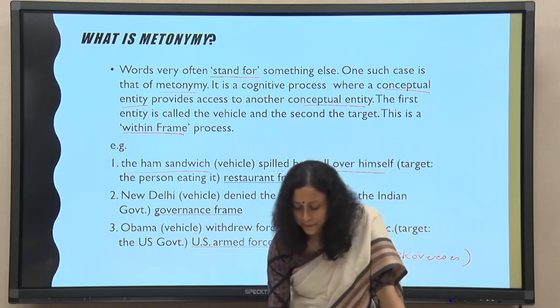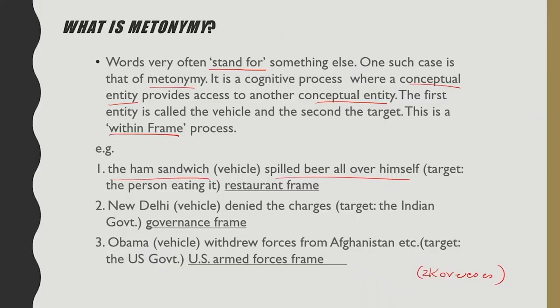So, this is the frame in which the people are there, and the person who has ordered a ham sandwich and who has also done something like this. All these things are part of the frame where one entity within the frame is referring to another. So, the one that is referring is called the vehicle, and the other is the target. Remember, in case of metaphor, we talked about source and target. In metonymy, we talk about vehicle and target. So, target is the one that is referred to.